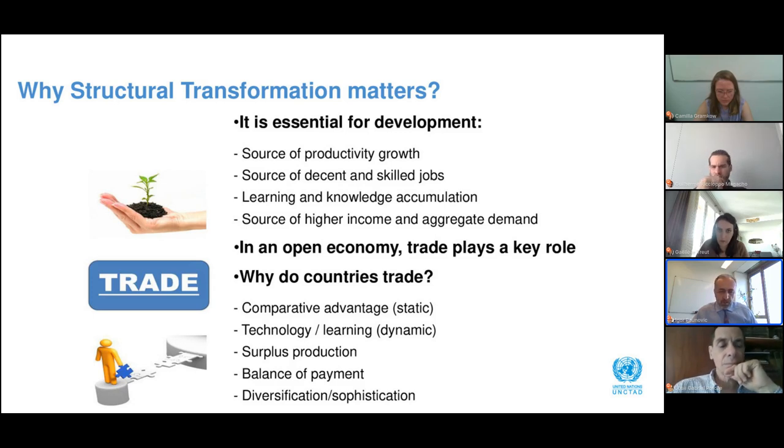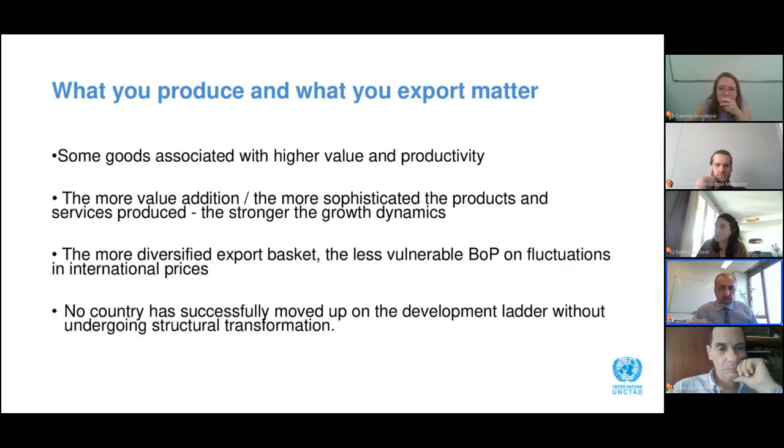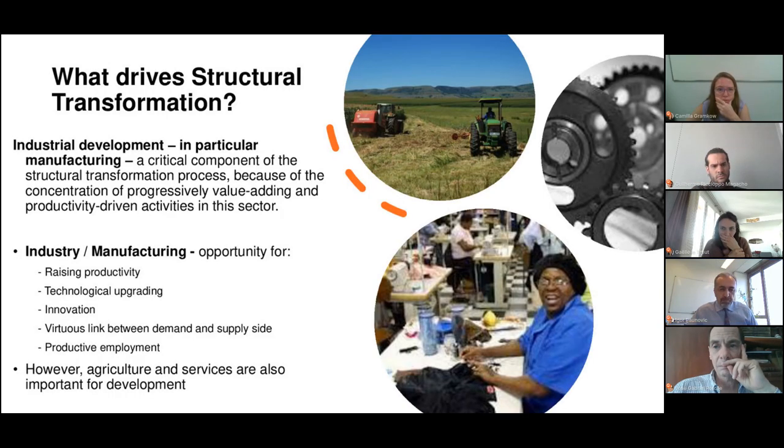Trade plays a key role in an open economy and in the globalized world. The starting point, obviously, is that what you produce and what you export matter, and the balance of payments constraint is one way of thinking of that. Because some goods are associated with higher value and productivity, it's obviously one thing if you produce and export raw material, and a completely different thing if you are producing electric cars and exporting to the rest of the world. So no country basically has succeeded in the development process without fast and strong structural transformation.